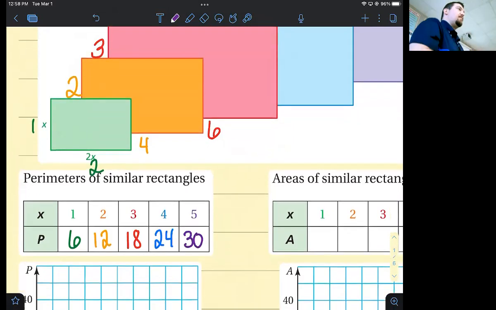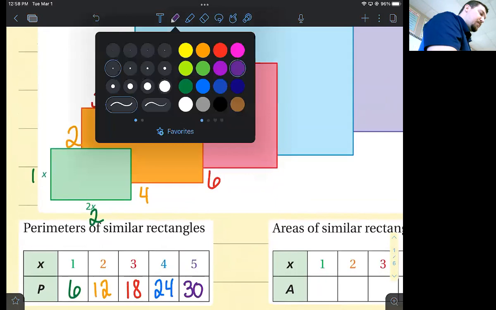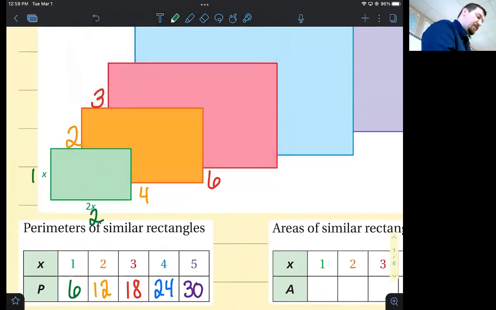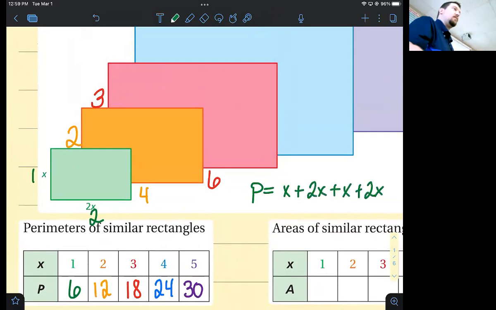Now, we did a problem like this a couple sections ago. But if I write an equation for the perimeter of these rectangles in terms of X, it would be X plus 2X plus X plus 2X. Is that correct? All 4 sides? What does that combine to? Xander? 6x. And that's exactly why we're seeing that every time we input 1 more, it outputs 6 more. Our slope is 6. That's our rate of change. P equals 6x. So this is linear.